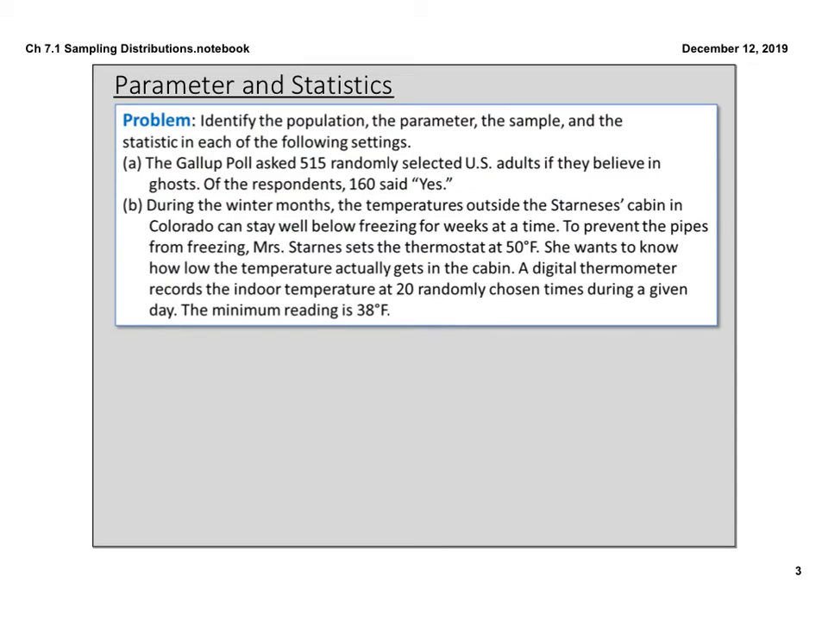All right, so let's just talk about an example here. It says identify the population, the parameter, the sample, and the statistic in each of the following. For A, we're looking at a Gallup poll, which is a company that does a lot of surveys for a lot of different people and organizations in our country. A Gallup poll asked 515 randomly selected U.S. adults if they believe in ghosts. Of the respondents, 160 said yes. So for part A, your population is all U.S. adults.